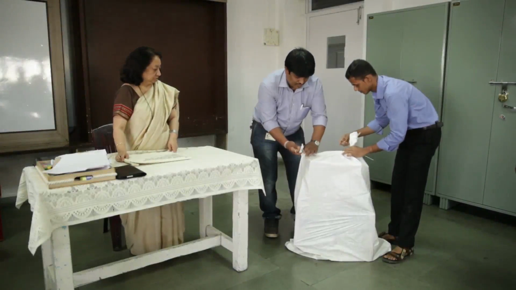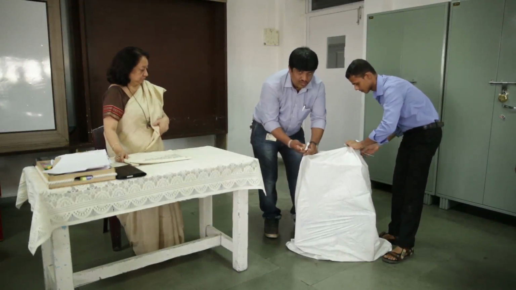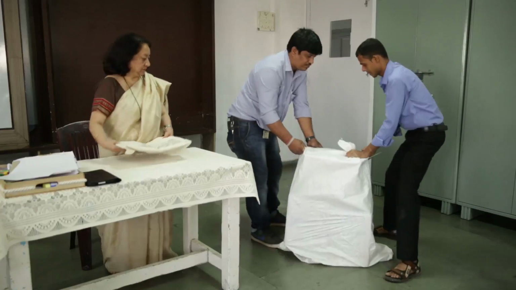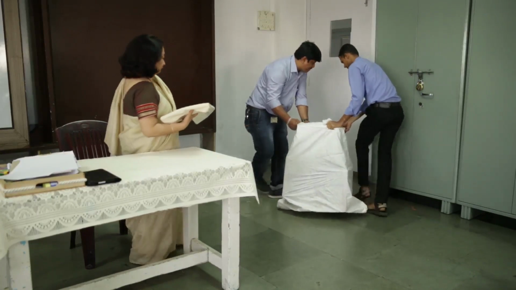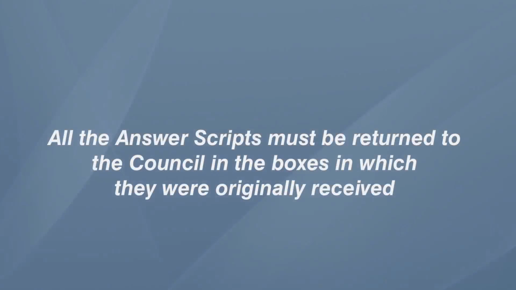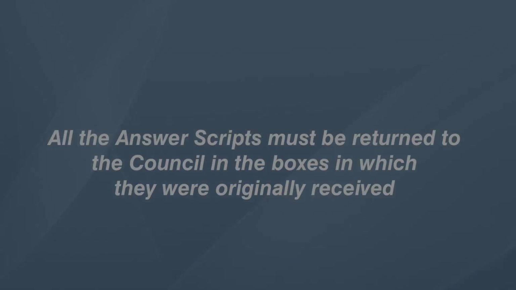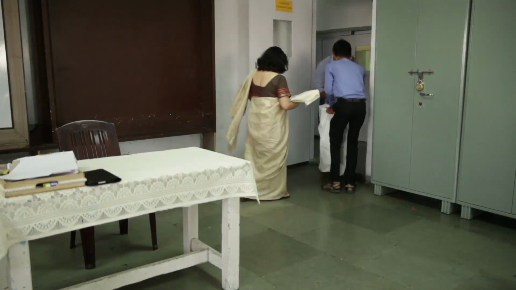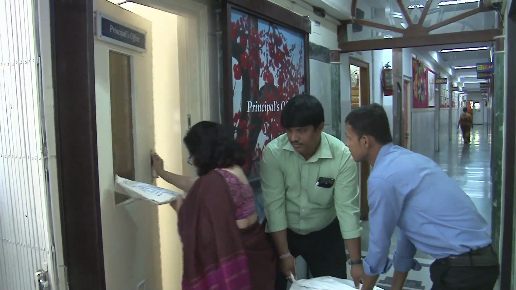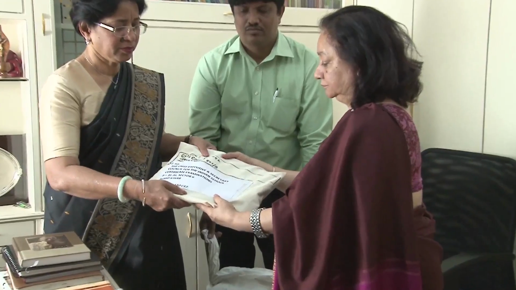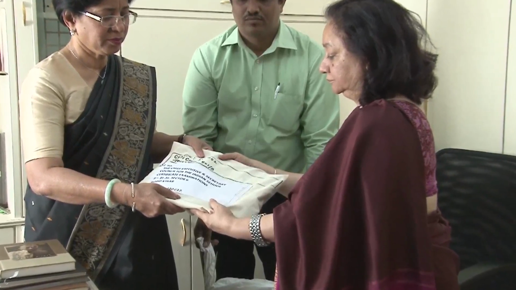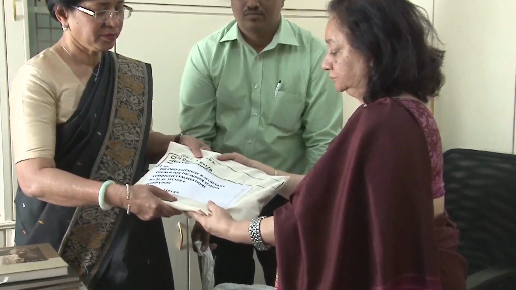The following material must be handed over by the Chief Examiner or Co-Chief Examiner or Examiner Coordinator, as the case may be, to the center in charge for onward dispatch to the Council: the sealed and secured answer script boxes, and a white cloth packet containing the CDE envelope. The answer script boxes and the white cloth packet should be dispatched together by the center in charge.